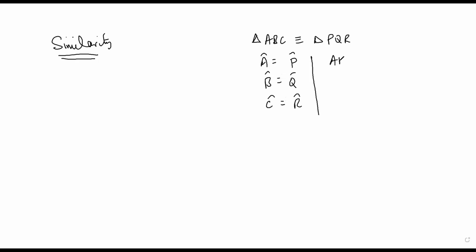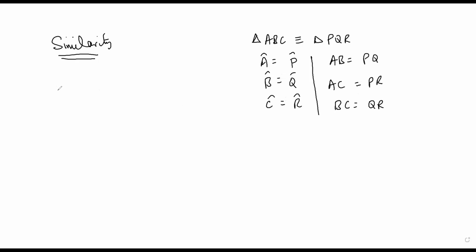And then the side AB would be equal to the side PQ. The side AC would be equal to the side PR, and the side BC would be equal to the side QR. The six corresponding measures are exactly equal to each other. So congruent means they're the same.